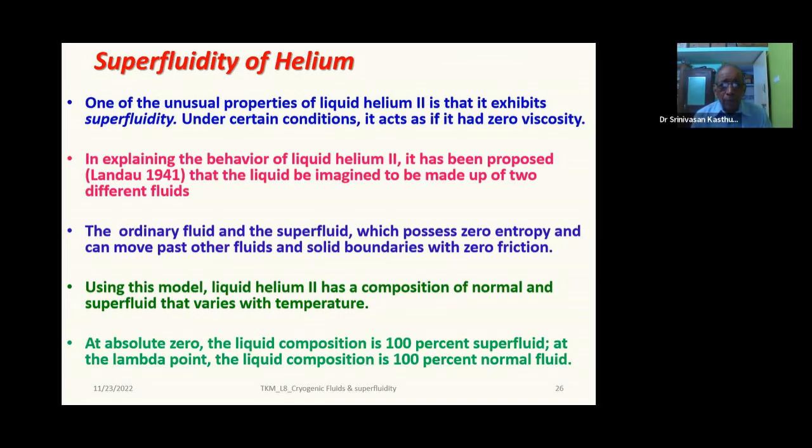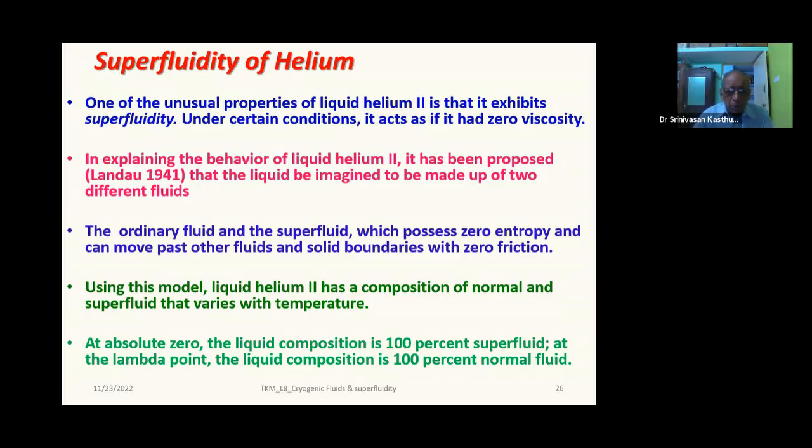Another unusual property of helium is superfluidity. It acts as if it has zero viscosity. To explain the behavior of helium-2, it is proposed that the liquid is imagined to be made up of two different fluids: a normal fluid and a superfluid. The superfluid has zero viscosity, and helium-2 behaves as a mixture of these two.